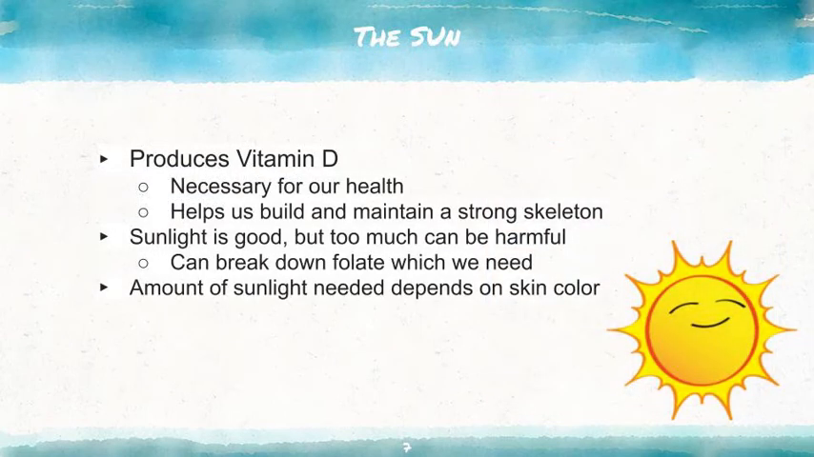The sun is a part of our universe, and it is always there. The sun is necessary for our survival and our health because it produces ultraviolet rays, which initiate the process of making vitamin D in the skin. Vitamin D helps us build and maintain a strong skeleton. It does this by regulating the absorption of calcium from the foods that we eat. Sunlight is good for us, but too much of it can become harmful.